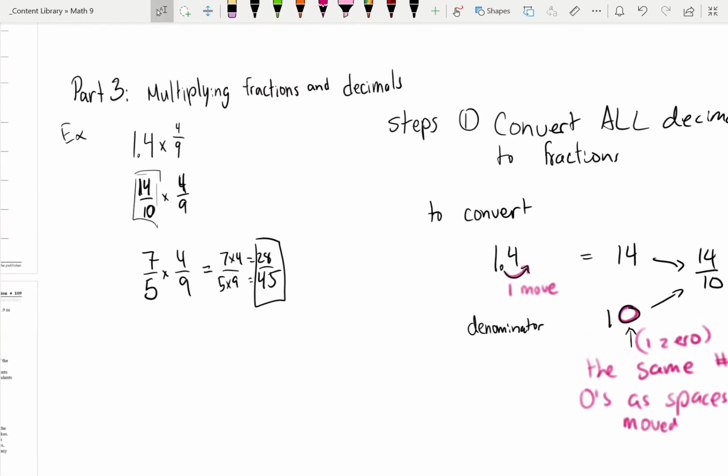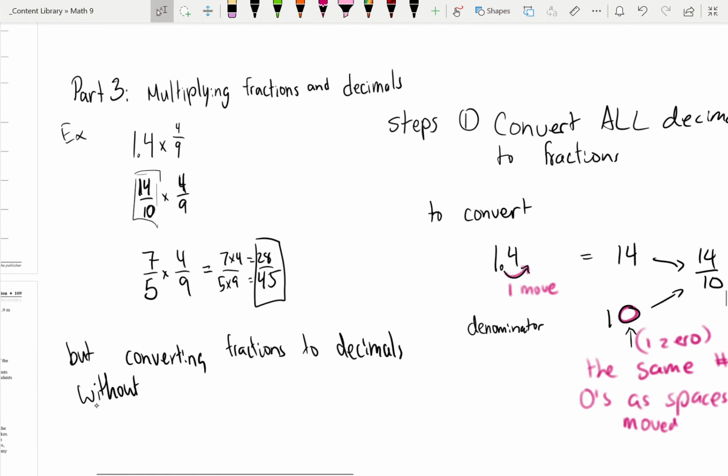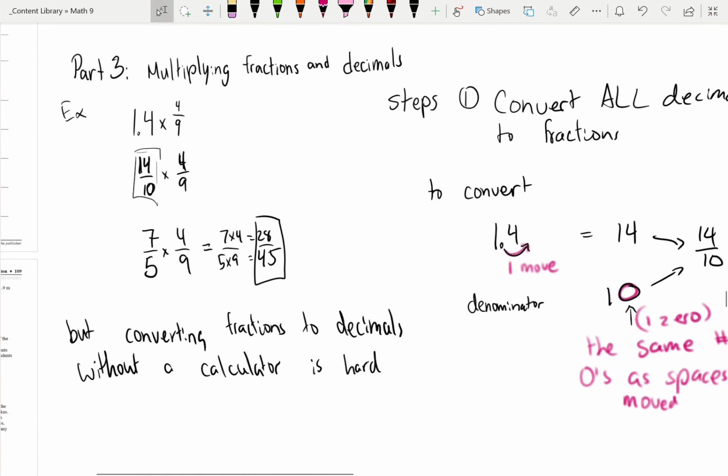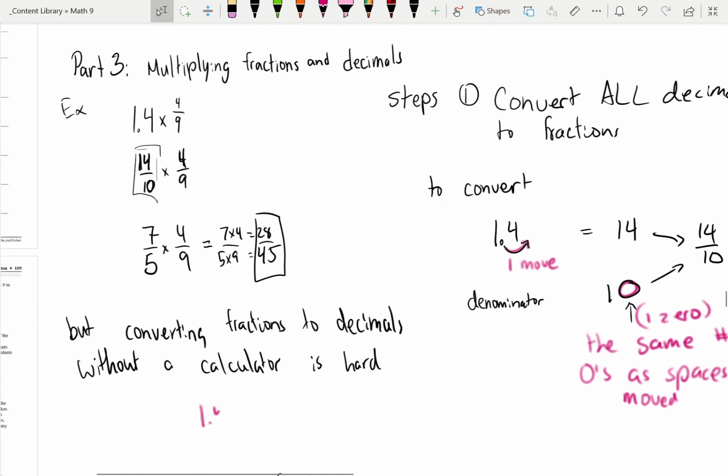So again, if you have a calculator, multiplying by decimals isn't so bad. However, if I have something like this, it's much harder to write. I could convert the fraction to a decimal, but converting fractions to decimals without a calculator is hard. And you also run into a problem with something like, say I had 1.4 times a third, and I wanted to go decimal.